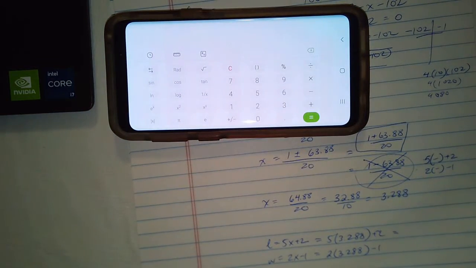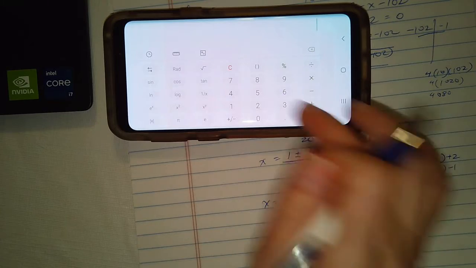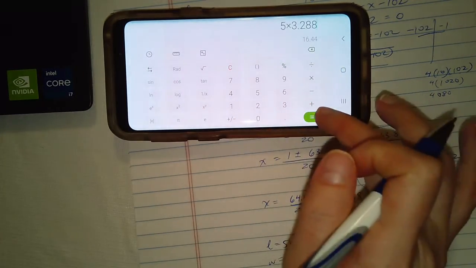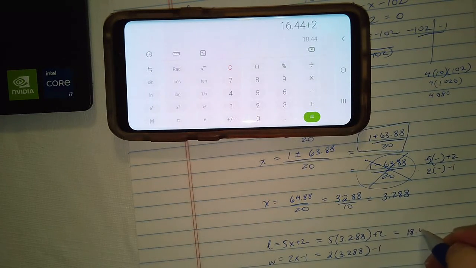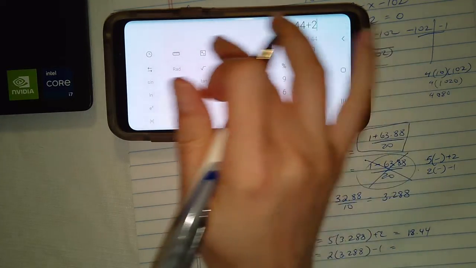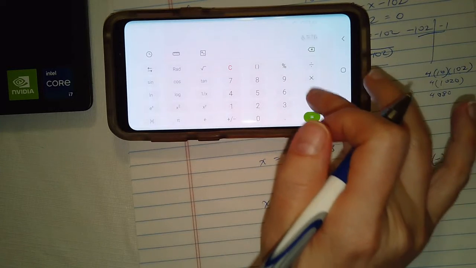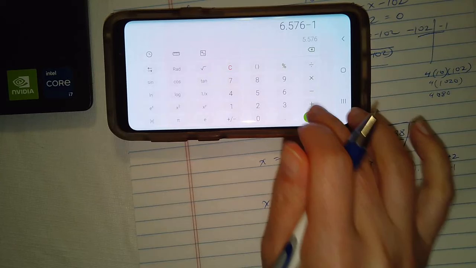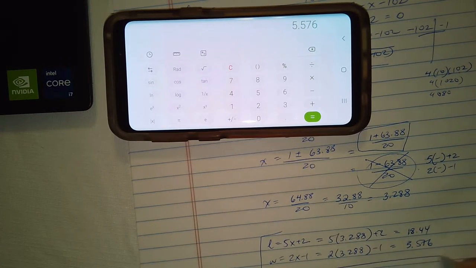Okay, we could do this on the actual calculator. So clear, we have 5 times 3.288 plus 2. So 18.44. And then we have 2 times 3.288 minus 1. So that's 5.576. These are our length and width. And if we were given units, we'd have to, so length and width.